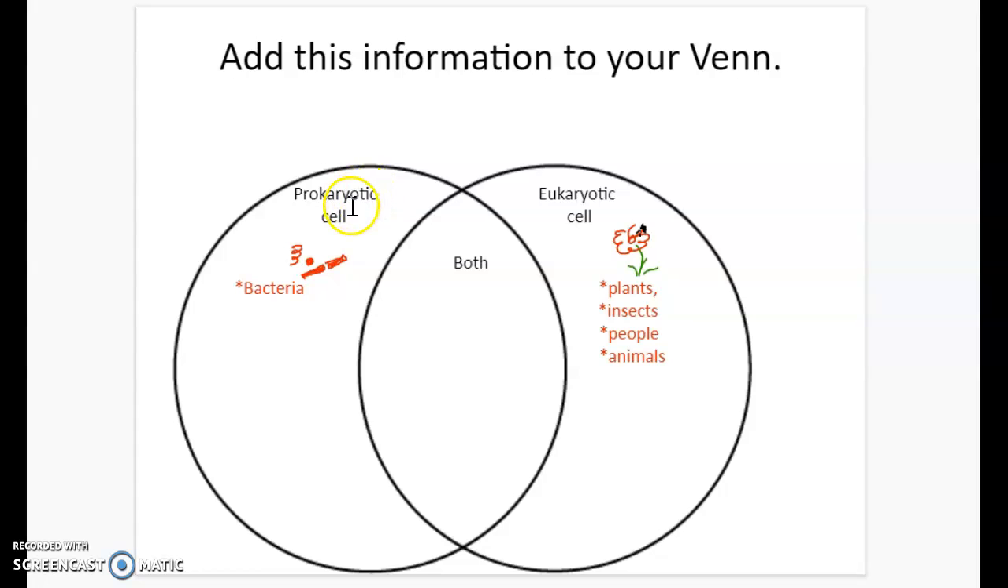Under prokaryotic cell, you're going to write bacteria, and I drew pictures of what bacteria kind of look like. If you want to Google little pictures, mine are not that detailed, but they're just these little microscopic spirally things or dots or rods, and there's tons of others. For eukaryotic cells, I drew a flower with a little bug on it, and I put plants, insects, people, and animals.